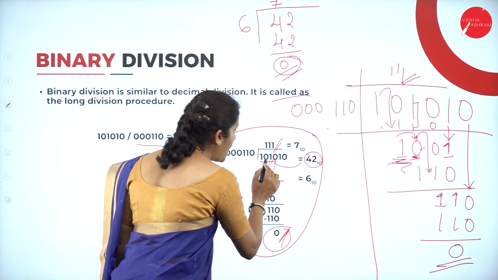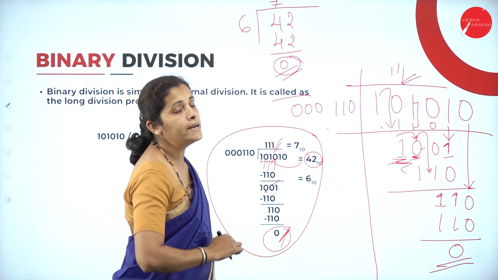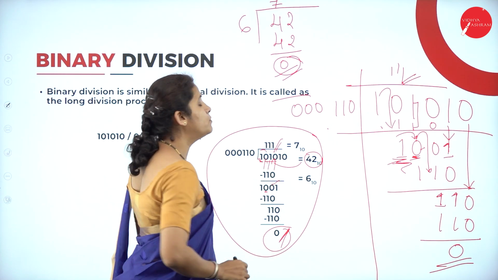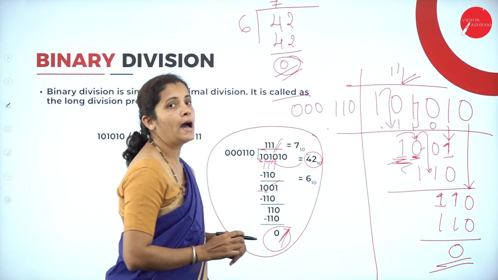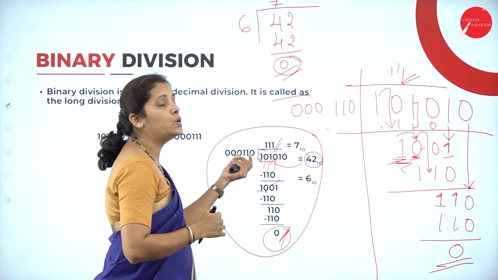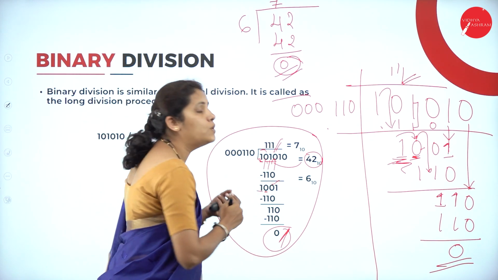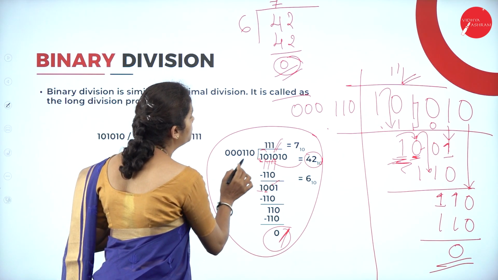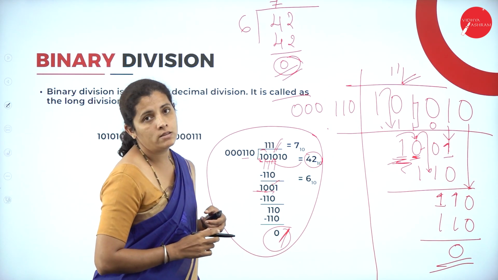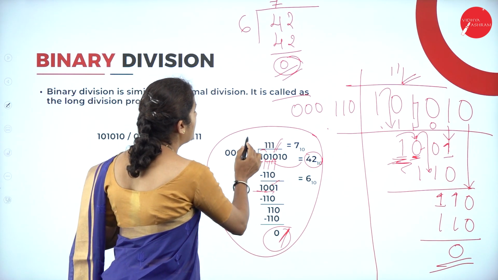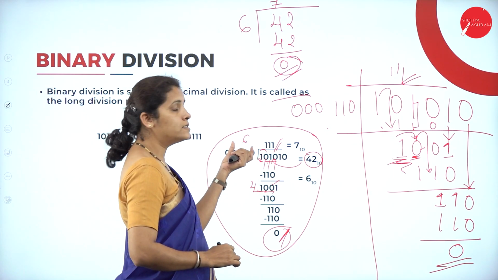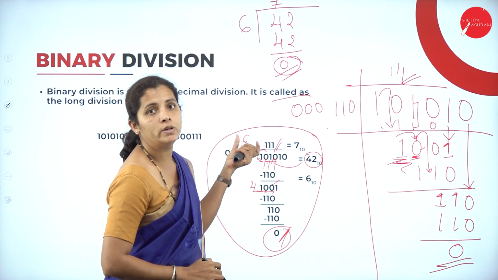Here I have 0 minus 1. It is not possible to subtract, so I'm going to consider this borrow, and I will write 1 as it is. The next time, I am going to divide this number once again. Here I have 110, but here I have only 100. That means here I have 6 and here I have 4. So this number is smaller than 6, and I cannot divide further.